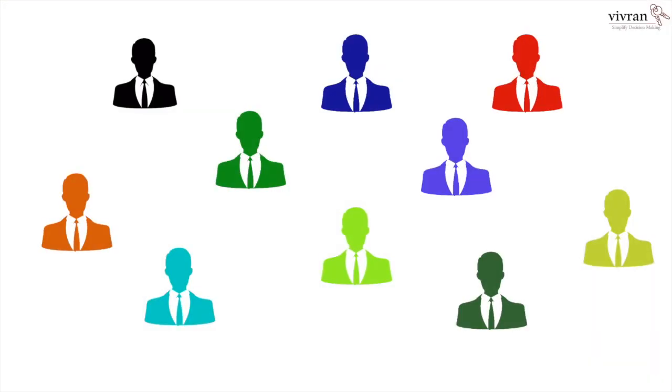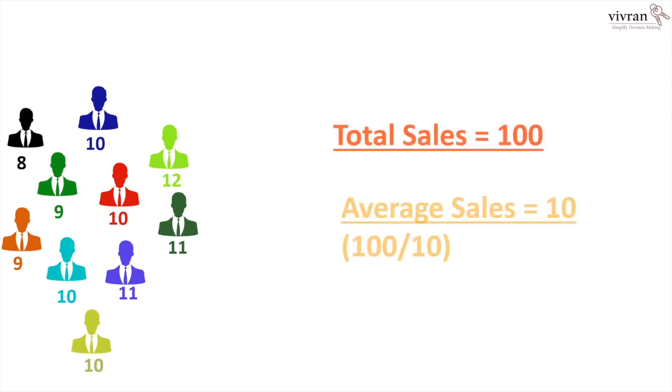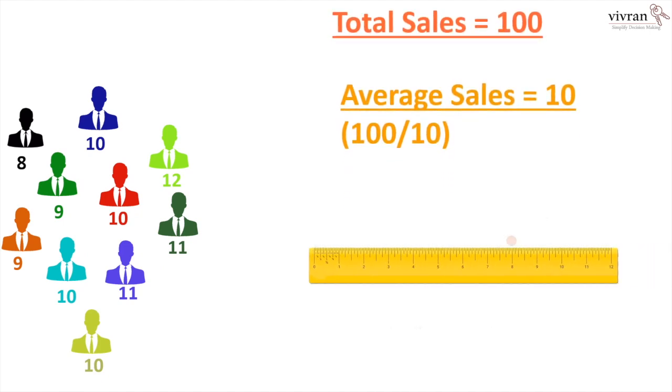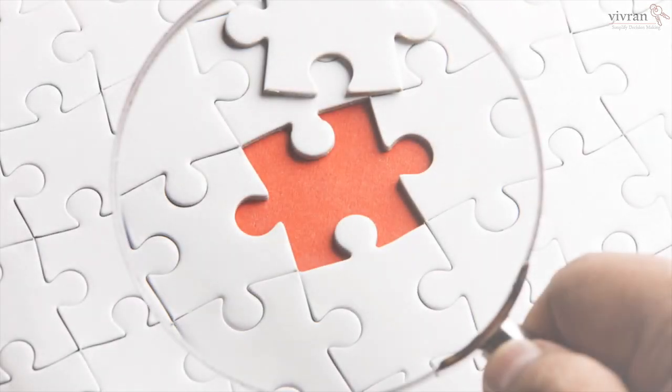Let us take an example of a sales team's performance for a day. While reviewing performance, we look at the total sales and the average sales per person. If we put this performance on a scale, we can easily say that average represents the point where most of the data points are focused. In this case, the average sales done by each person is 10. So, what is missing?